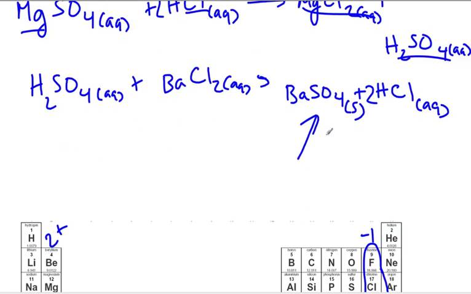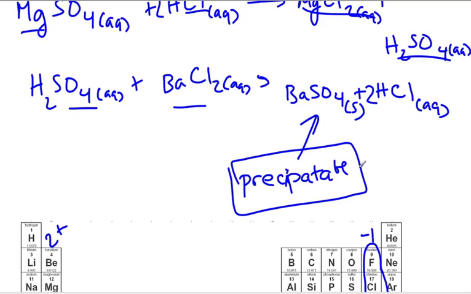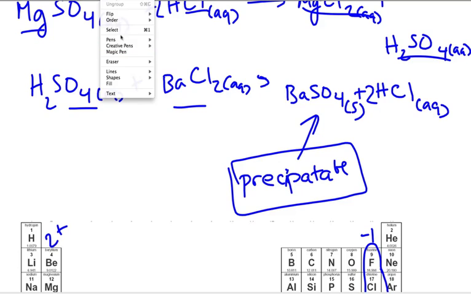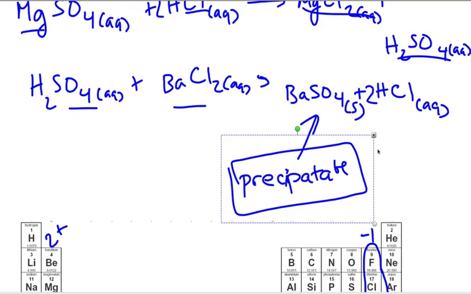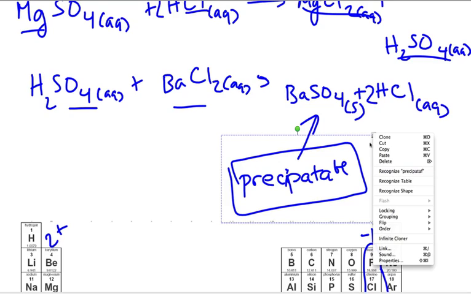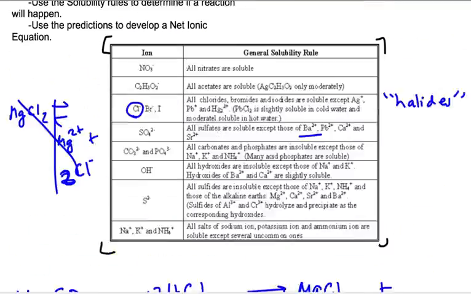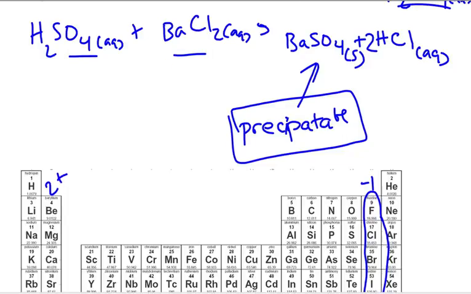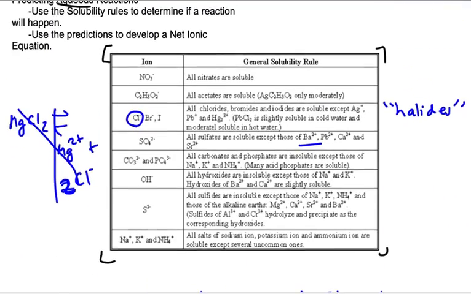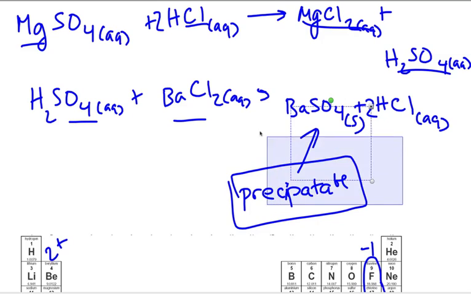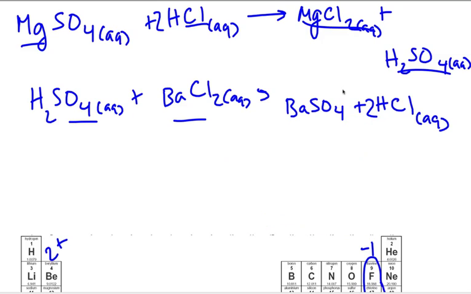And when this happens, when there's a solid that's formed from an aqueous reaction, we call this a precipitate. It's a fancy term, but all it means is it's a solid. There's a solid that's formed. That's called a precipitate. Good enough. It's called a precipitate, guys. And so that's predicting. Now we've got to come up with a net ionic equation. Let me delete this. This is called a precipitate. You guys all know that.